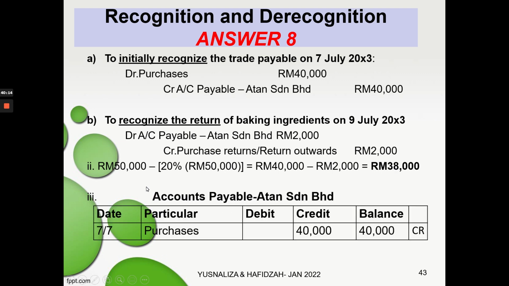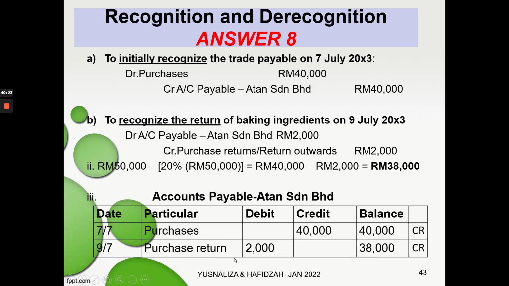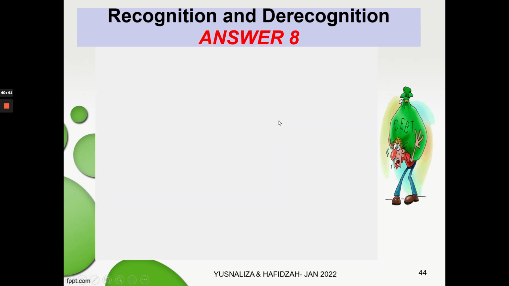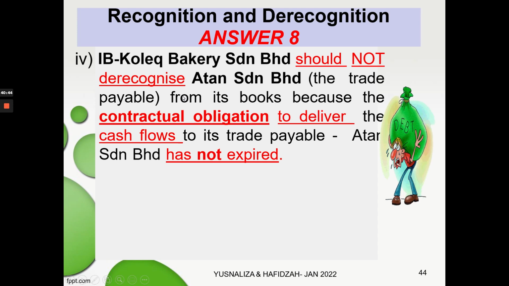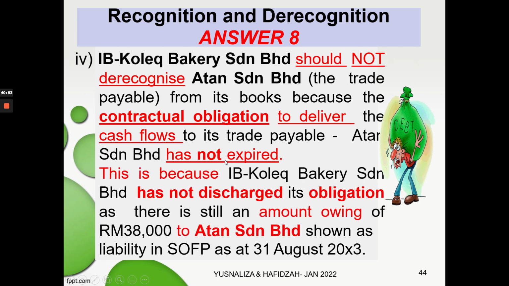And for the transaction in the 3-column ledger, this is what happened. Accounts payable 40,000 and the purchase return 2,000, and you can see there is still a remaining balance of 38,000, and this 38,000 must be shown as your accounts payable, in the current liability in the statement of financial position. So IB Collect should not derecognize Atan yet, because the contractual obligation to deliver cash to Atan has not expired, since we have not yet fully discharged or fully paid the amount due.